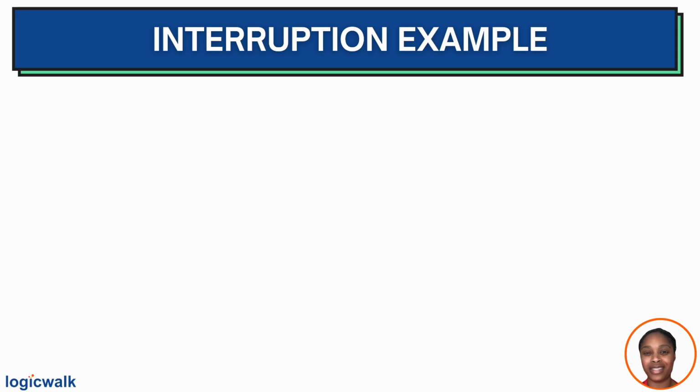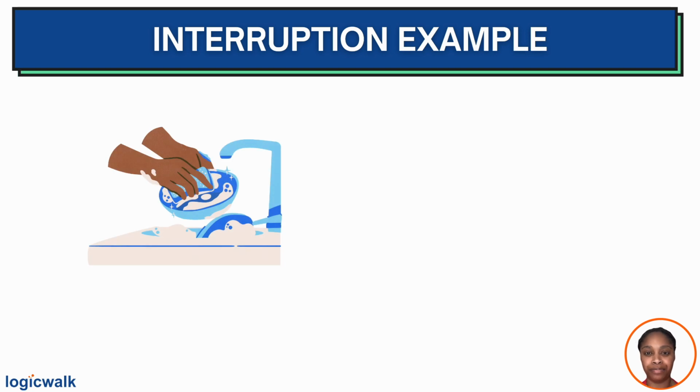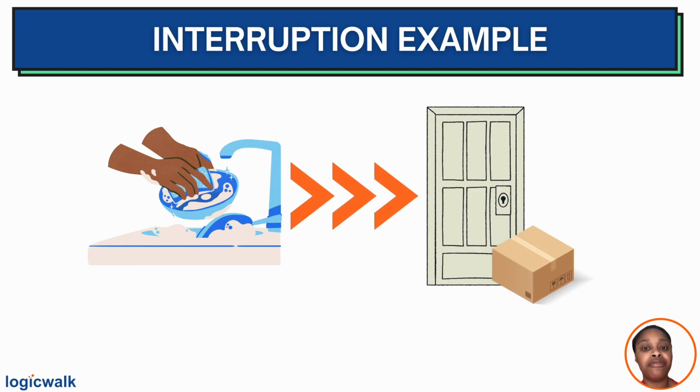Before we run the program, let's consider a real-world example. Imagine you're washing dishes and you hear a knock at the door. Since you're expecting a package, you pause your dishwashing, open the door to receive the package, and then return to your chores once the interruption is over. This is exactly what happens with the computer.